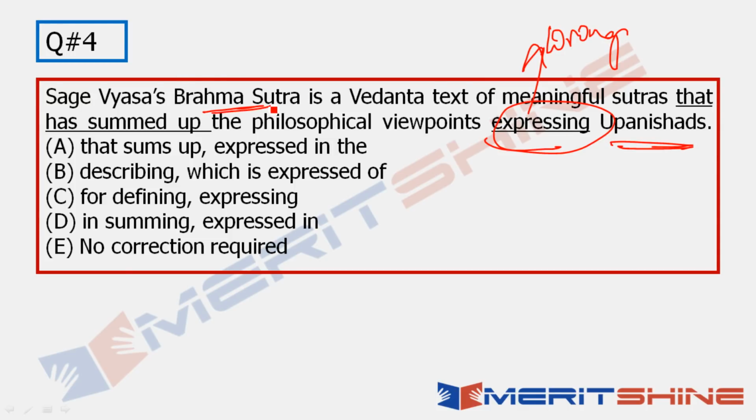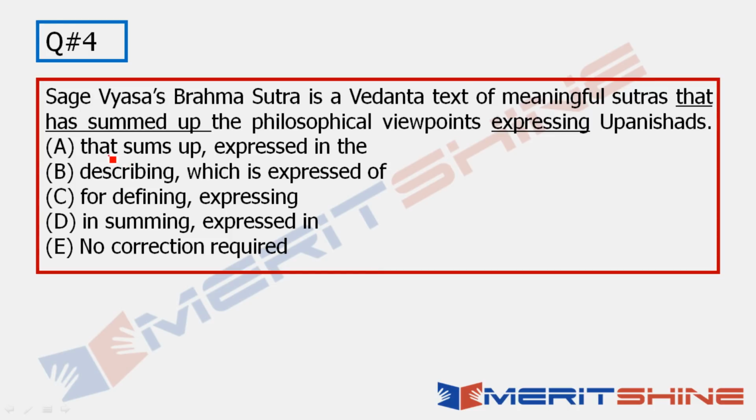So, what we want to say is that those viewpoints which have been expressed in the Upanishad have been summed up in the Sage Vyasa's Brahma Sutra. So this difference makes this one wrong. But let's say you couldn't understand that, you can still go through the options. That sums up. Brahma Sutra is a Vedanta text of meaningful sutras that sums up.